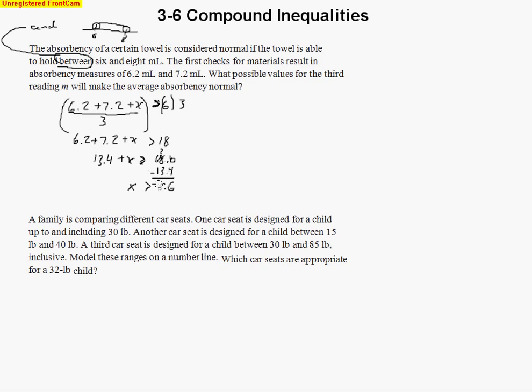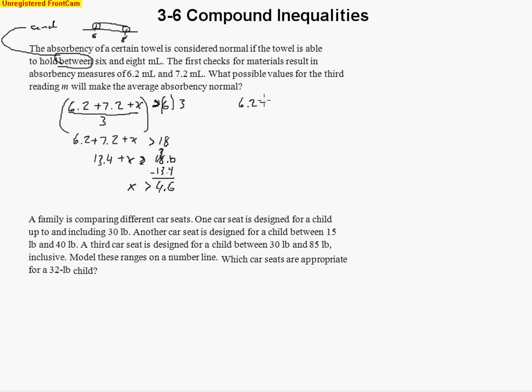I'm messing up all over the place. I guess when you mess up once, you mess up more. So there it is. x is greater than 4 and 6/10. That's a 7 minus 3 makes the 4. All right, so that's kind of the low end there. Let's find out what the high end is.